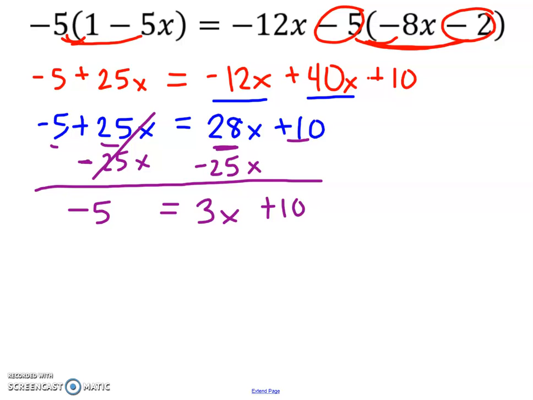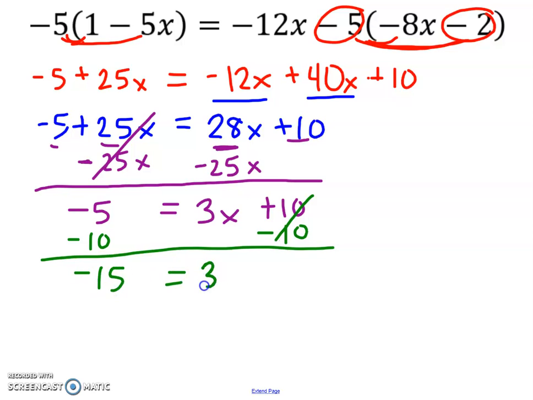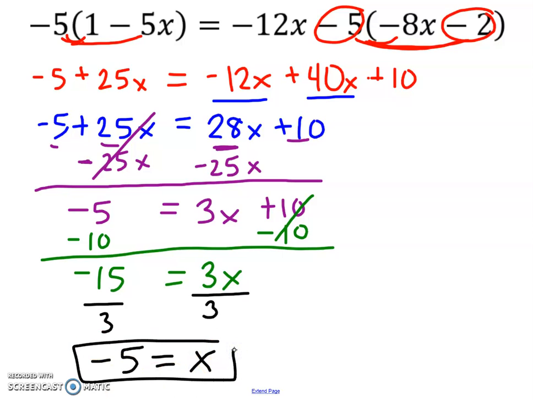Now my x's are on one side, so let's move those constants. So I'm going to zero out that 10 by subtracting it, because I was adding 10, 10 minus 10. That should equal 0. If it doesn't equal 0, you didn't zero it out. Make sure it's zeroing out, right? Negative 5 minus 10 is negative 15 equals my 3x. And then our final step is we want a coefficient of 1. Right now we have 3, so we're going to make it 1 by dividing by 3. Divide by 3. So I get negative 5 equals x. Fun times, right?